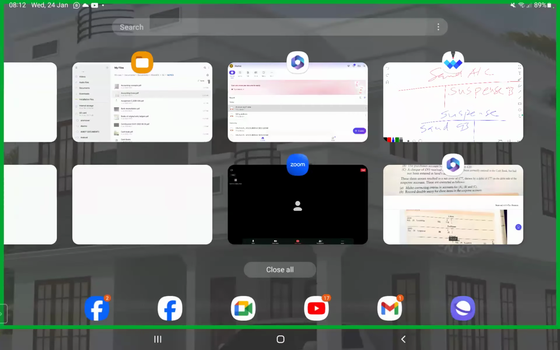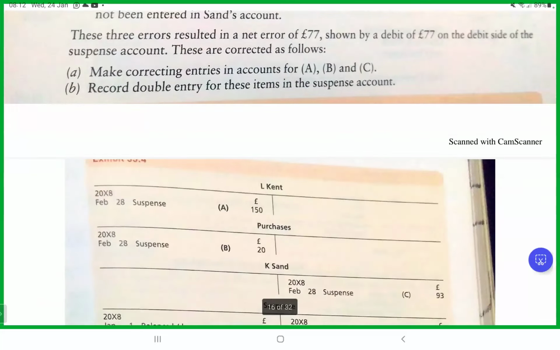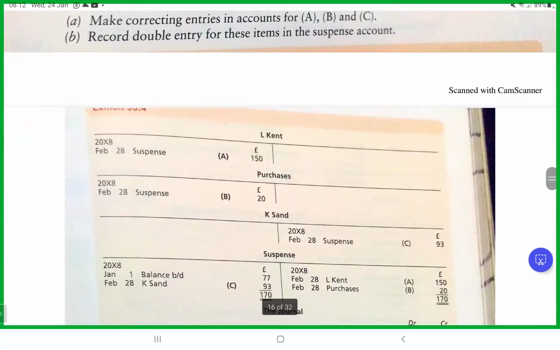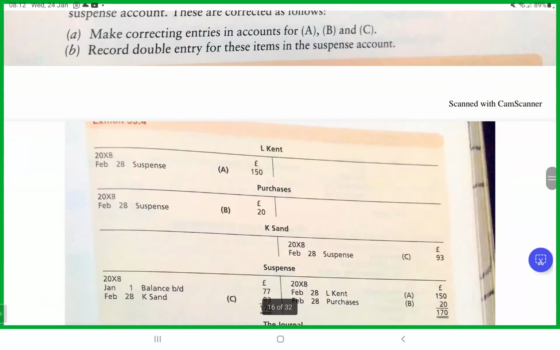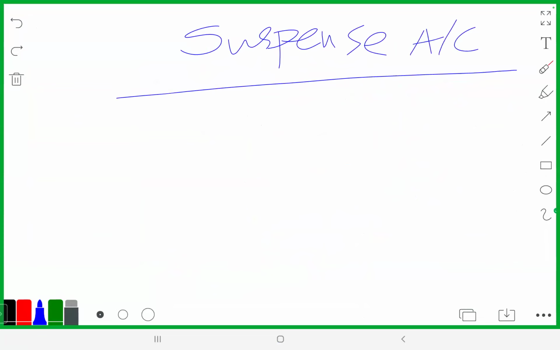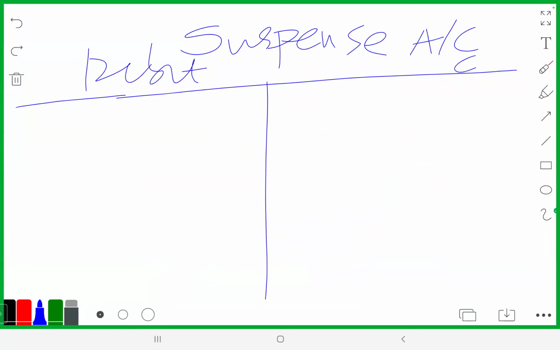So now let's come up with the suspense account. When we are coming up with the suspense account, we are picking all the accounts that were debited and those that were credited. We are just focusing on the suspense account now. In each transaction, you ask yourself, what happened to the suspense account? Was it debited or credited? Since you have already done your journal entries, it's very easy now.